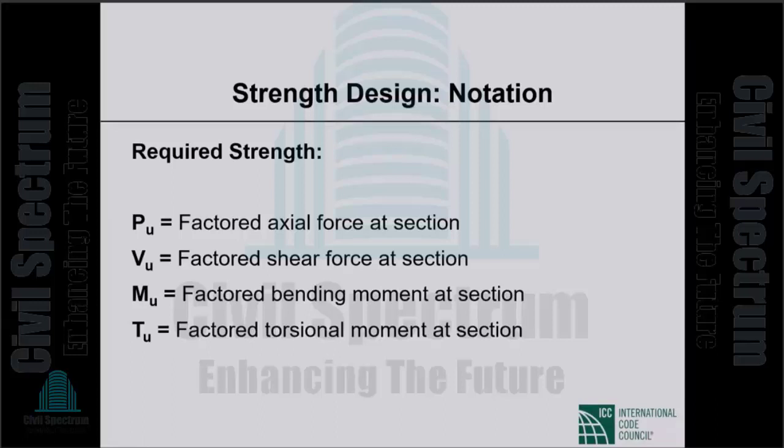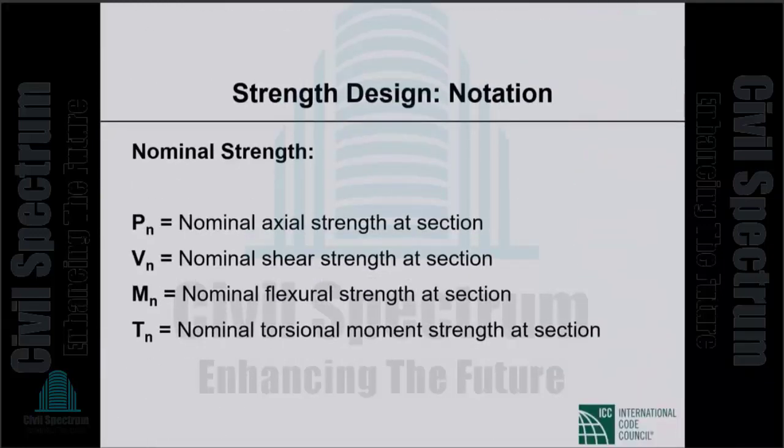This notation is extremely important. You have to stick with those. Required strength is very different from design strength. Required strength is the demand, design strength is the supply. The demand side is sub U: required, factored axial force, required strength P sub U, required shear strength V sub U, required moment strength M sub U, required torsional strength T sub U. The supply is phi times nominal strength.